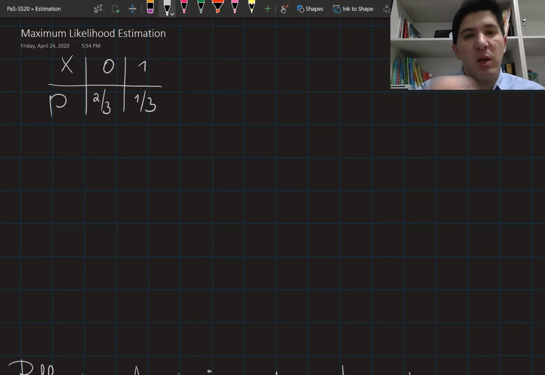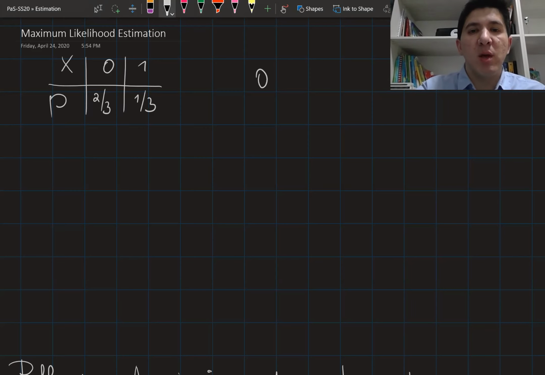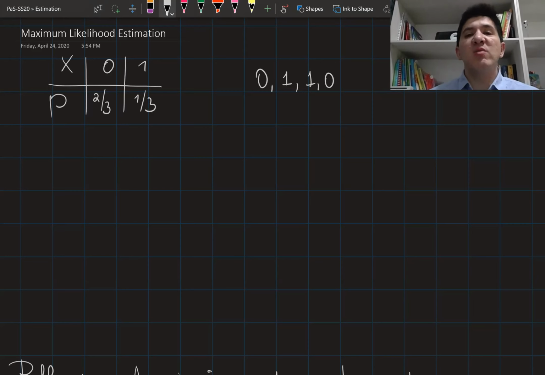For example, you can just write a program which is going to generate 0, 1, 1, 0. This is very similar to the real world problem of tossing a coin. For example, you've got a coin which is not fair. It means that the probability of getting heads is equal to 2 over 3 and the probability of getting tails is 1 over 3. And you can just toss this and get some results. Heads, tails, tails, heads, for example.